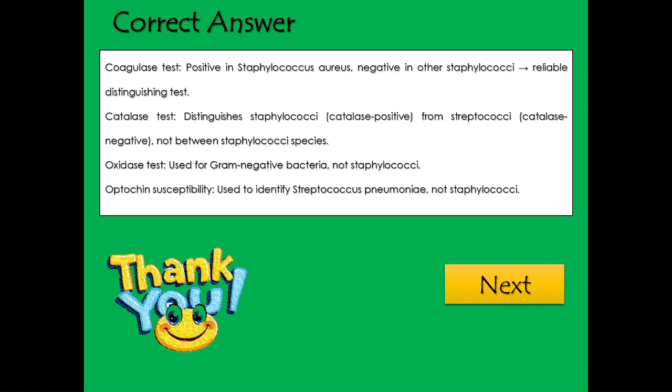Reliable distinguishing test. Catalase test distinguishes Staphylococci, catalase positive, from Streptococci, catalase negative, not between Staphylococci species. Oxidase test, used for gram-negative bacteria, not Staphylococci. Optochin susceptibility, used to identify Streptococcus pneumoniae, not Staphylococci.